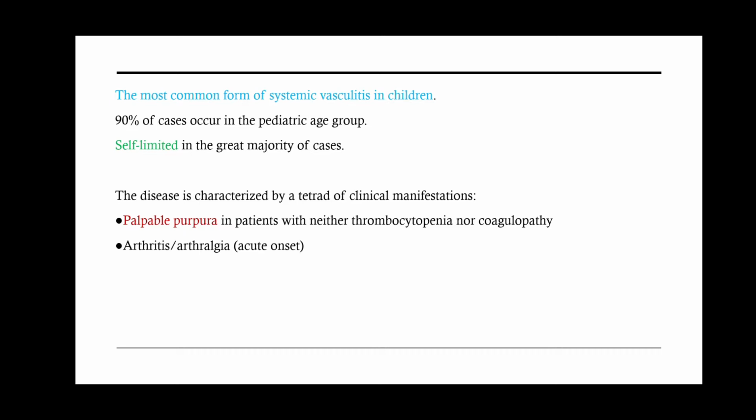The second one is arthritis or arthralgia with acute onset. The third one, abdominal pain, which is usually diffuse with acute onset as well, and renal disease manifested by proteinuria and hematuria. Okay, so these are the four clinical manifestations that represent Henoch Schonlein Purpura.